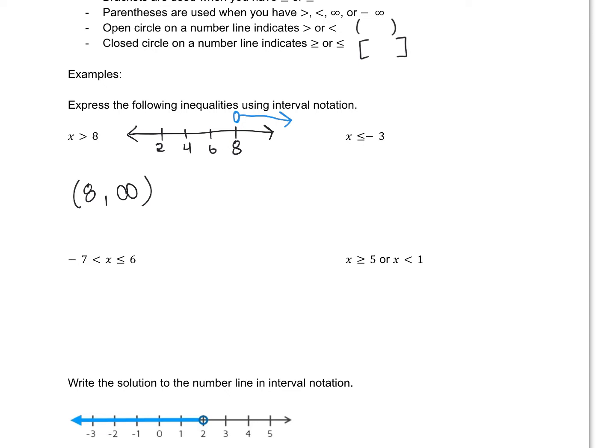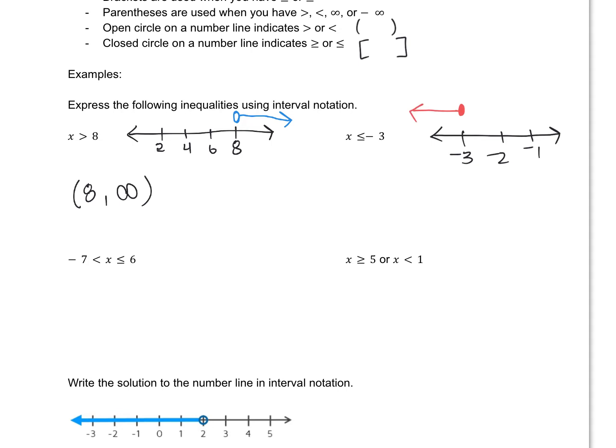Okay. Next example, we have that x is less than or equal to negative 3. So negative 1, negative 2, negative 3 on our number line. At negative 3, it is less than or equal to, so that would mean a closed circle. And because our inequality is pointing to the left, that means my arrow goes to the left.